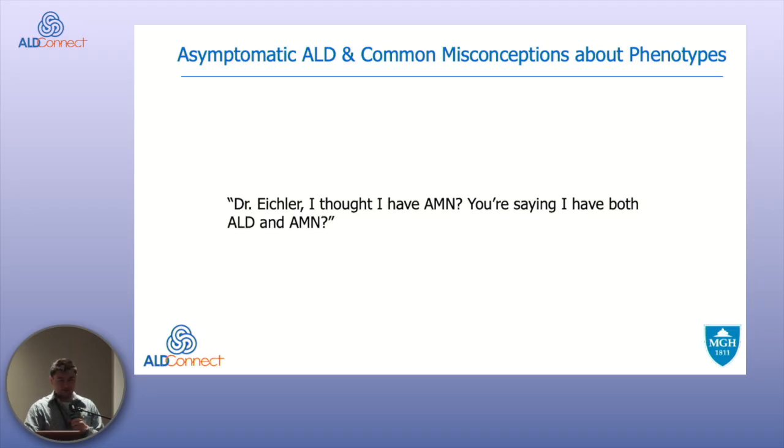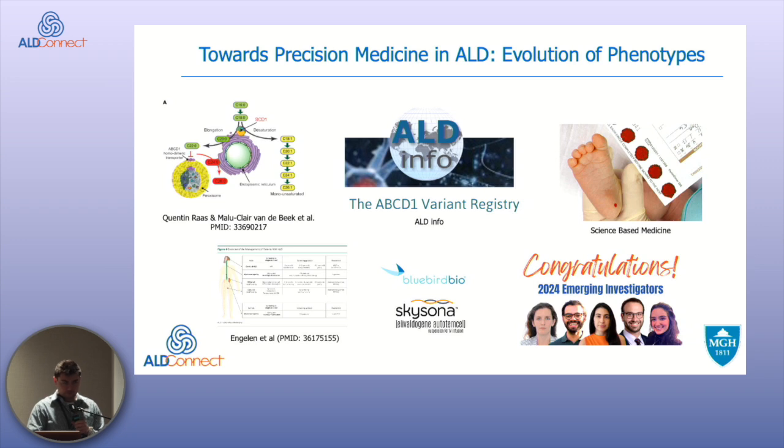So this is a quote that I heard in a conversation with a patient I was seeing with Dr. Eichler: "Dr. Eichler, I thought I have AMN. You're telling me I have ALD and AMN. Which one is it?" And I think this points to the important difference between genotypes and phenotypes. So the overall genetic diagnosis is adrenoleukodystrophy, but the phenotype is based on the symptoms that you have, and that would be AMN in this case.